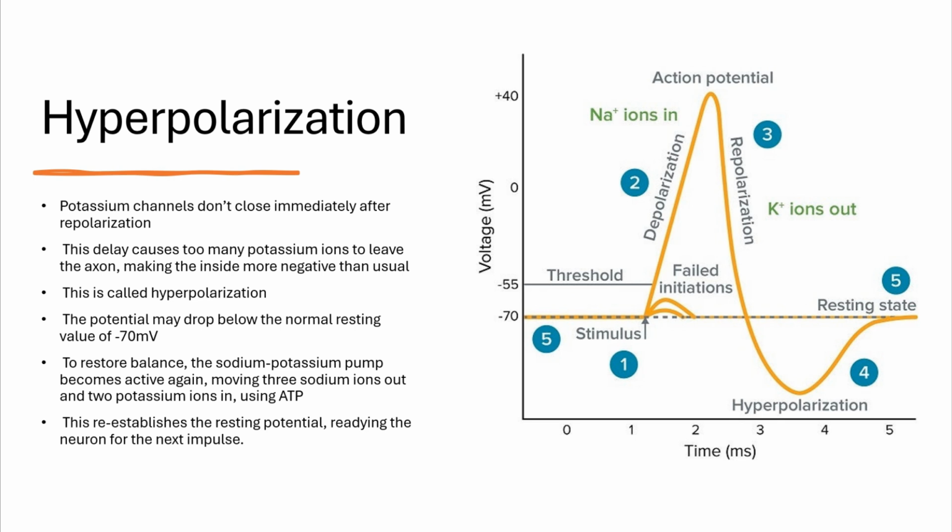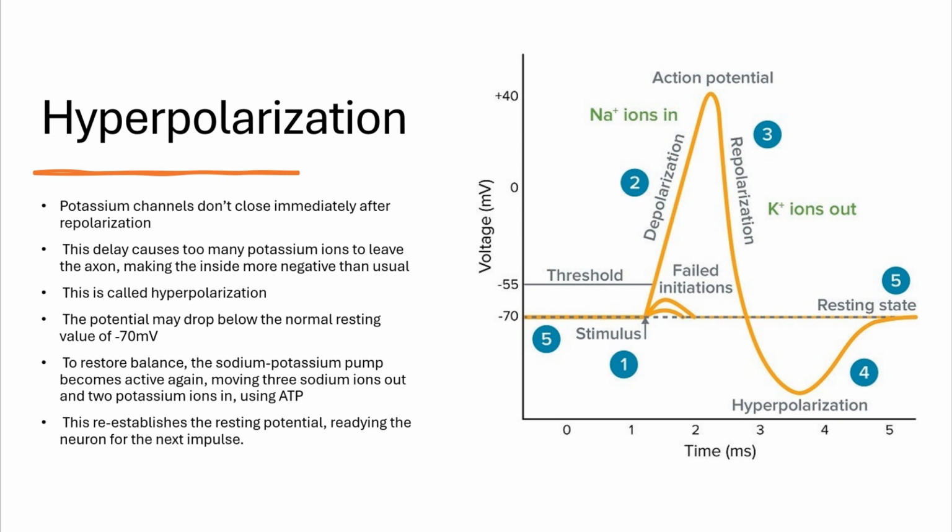It takes time for that to close. As a result, it's leaking more potassium than normal, which means that this delay causes too many potassium ions to leave the axon, making the inside more negative than usual. This is called hyperpolarization. The potential may drop below the normal resting value of -70.